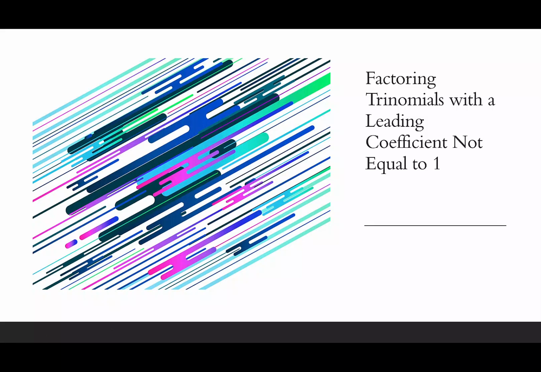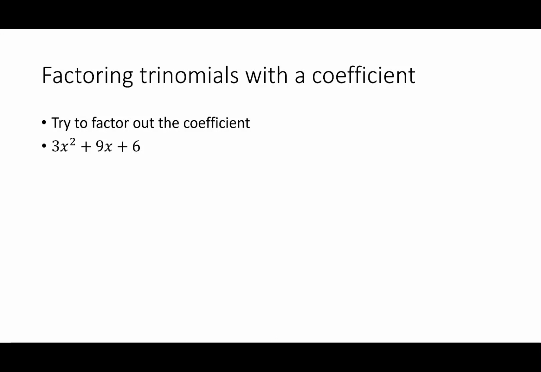Now we're ready to take a look at factoring trinomials with the leading coefficient not equal to 1. Anytime we have a trinomial with the leading coefficient not equal to 1, our first step should be to see if we could factor out the leading coefficient. So for example, I have 3x squared plus 9x plus 6.